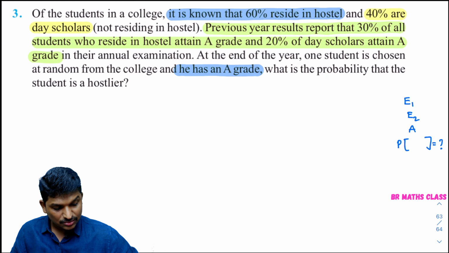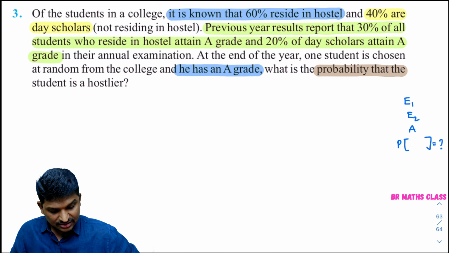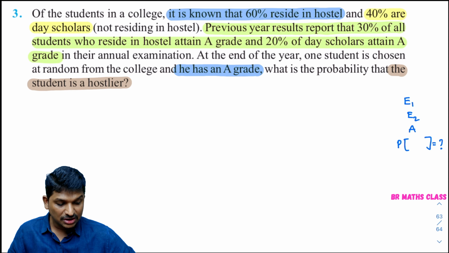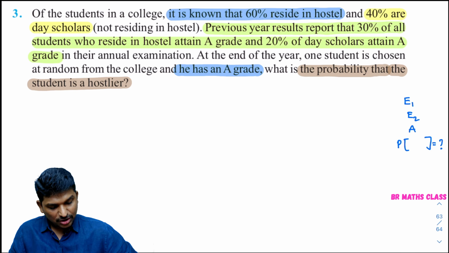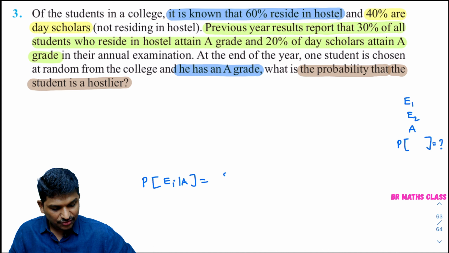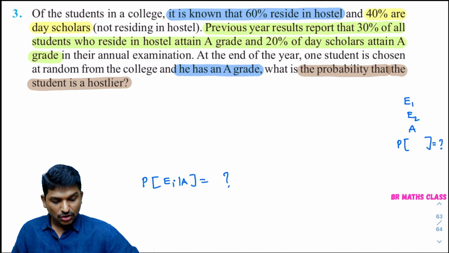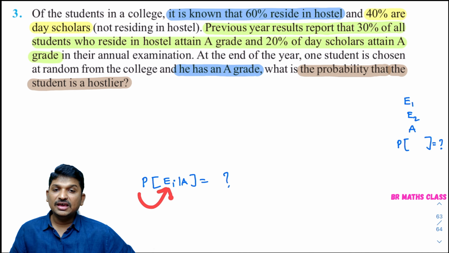Okay, here the probability that the student is hostler, we'll remove this. Probability that the student is hostler. Actually, Bayes theorem formula is what? Probability of Ei by A equal to some formula is there. We want probability of Ei.